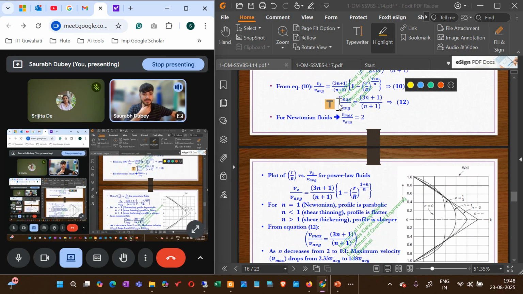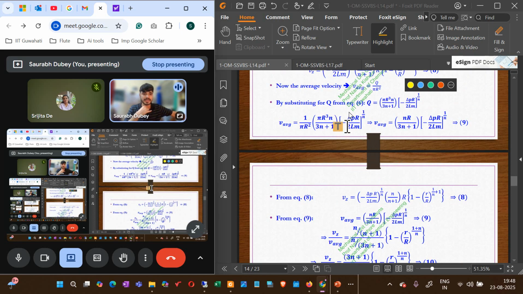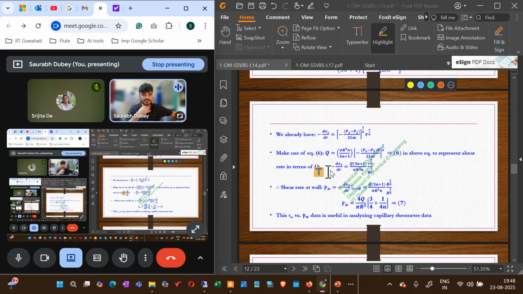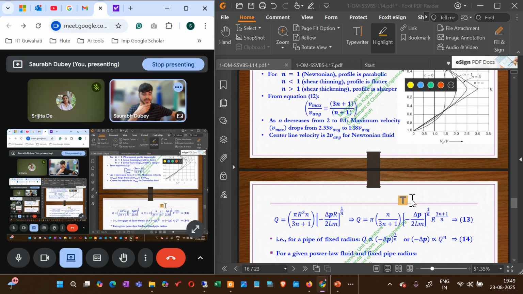So we derived u max, u average, and then the velocity profile, the volumetric flow rate, and then how these velocity profiles are related to the pressure drop, right? And also how this volumetric flow rate is linked to the pressure drop. This is the pressure drop, this is the volumetric flow rate. So this information is very important.